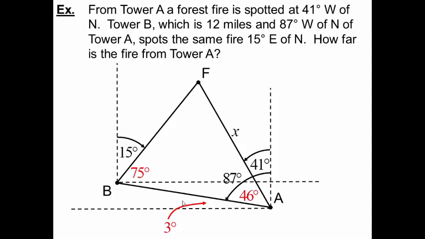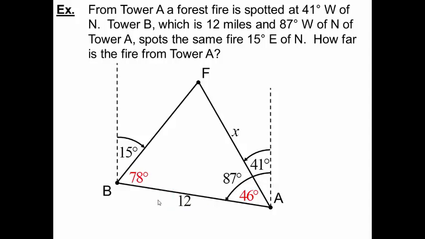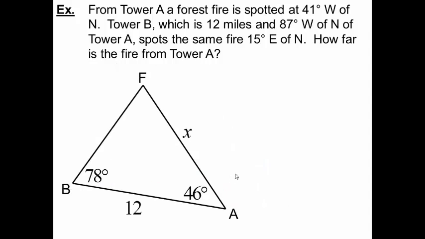These two angles right here are alternate interior angles. Alternate interior angles are congruent. So if this is 3 degrees, then this angle up here is 3 degrees. So that means 75 and 3 would be a total of 78 degrees. I now have all the information I need. Let's get rid of all the stuff that I don't need. For example, this, and this. Let's just focus on what's important.